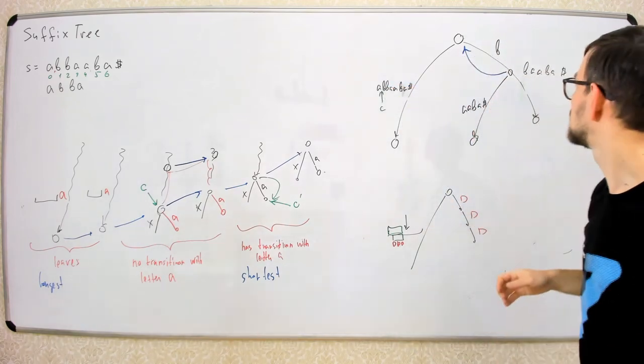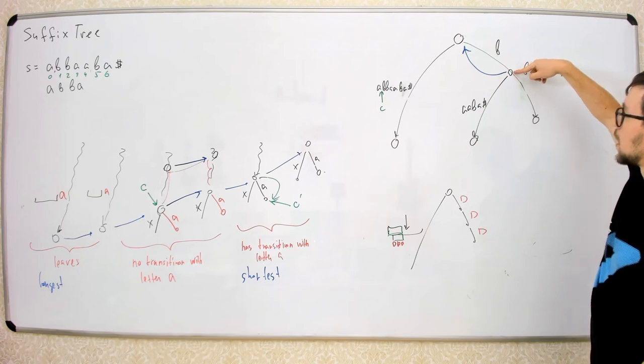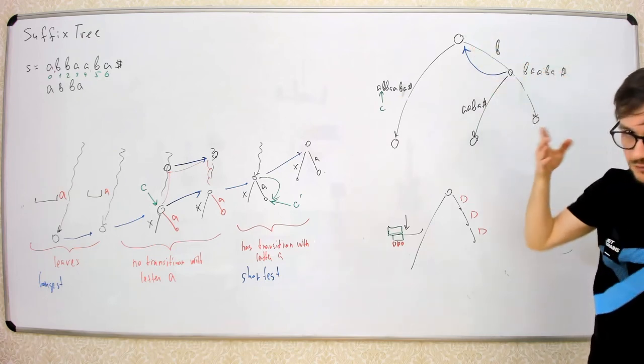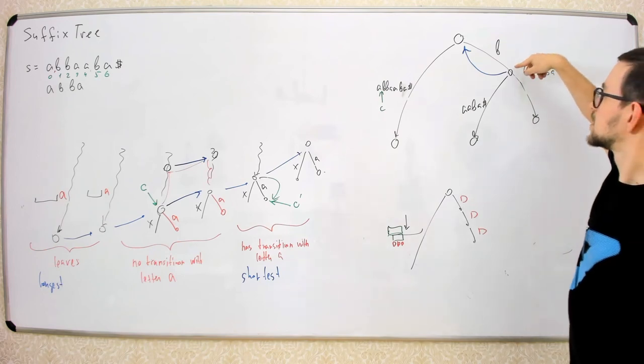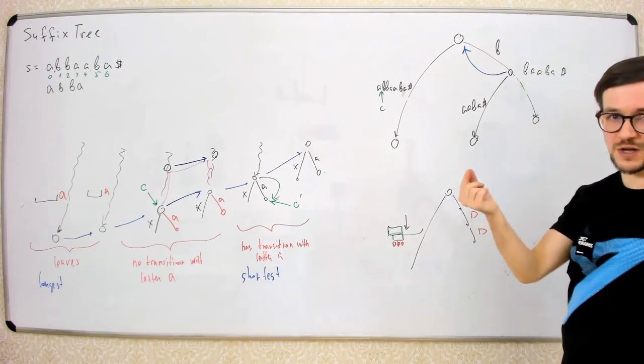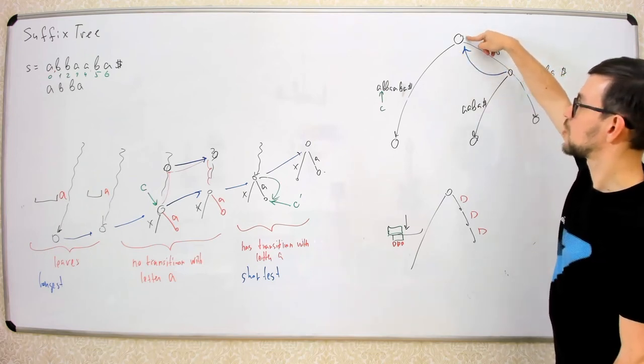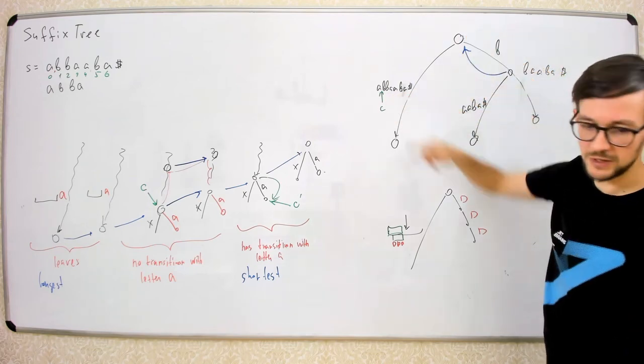So again, we were here, we added this new edge, follow the suffix link, create a suffix link, actually. So follow all this process to find the suffix link, then create the suffix link, and then from this position we follow the character A. So this will be the end.